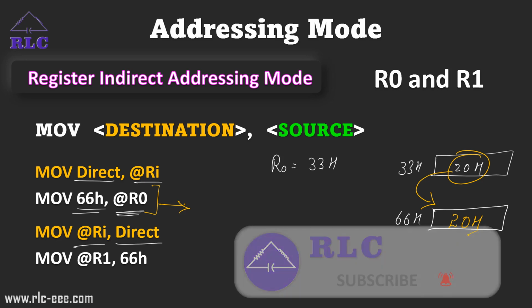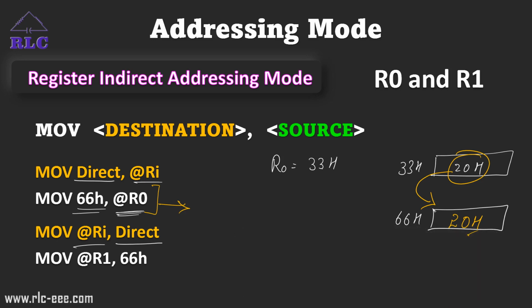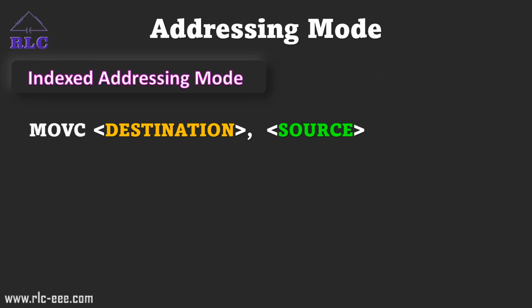We'll proceed with the next one. There is the indexed addressing mode. This indexed addressing mode is used for accessing the code memory. It is used to access data from the code memory. To distinguish whether it is code memory or the normal RAM structure, we'll be using the MOVC instruction. We can observe that previously we had only the MOV instruction. Here we can see it is MOVC, which indicates it is the indexed addressing mode, or that we are accessing the code memory. Code memory means it is ROM.